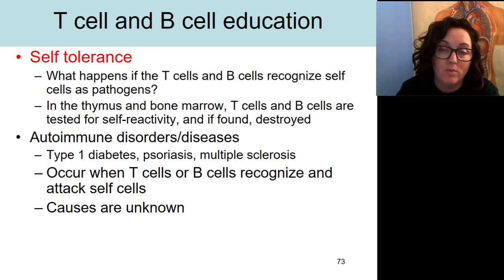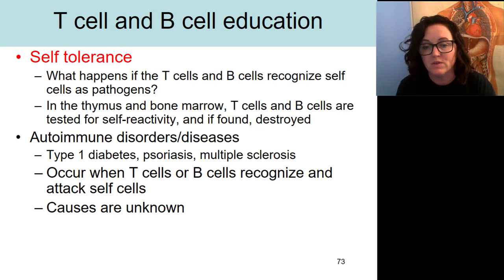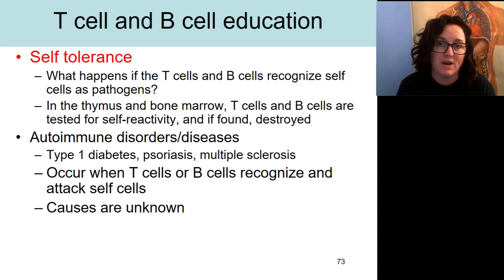If the T cell or B cell attacks the self-cell, then the T cell or B cell will be eliminated, because we don't want to release those cells into our circulation. That's how autoimmune disorders occur. Autoimmune disorders are what happens when our immune system is attacking our own cells. Type 1 diabetes, psoriasis, rheumatoid arthritis, multiple sclerosis, all of these are examples of autoimmune disorders. They occur when the T cells and B cells attack our own cells.